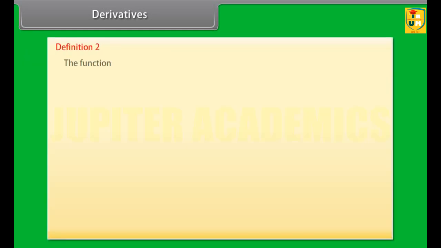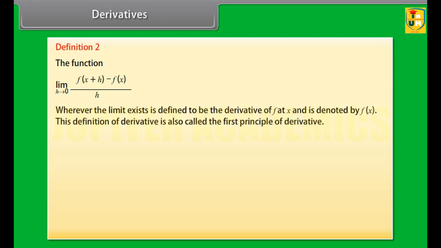Definition 2. The function limit h tends to 0 of the difference between f of x plus h and f of x, divided by h, wherever the limit exists, is defined to be the derivative of f at x and is denoted by f dash of x. This definition of derivative is also called the first principle of derivative.